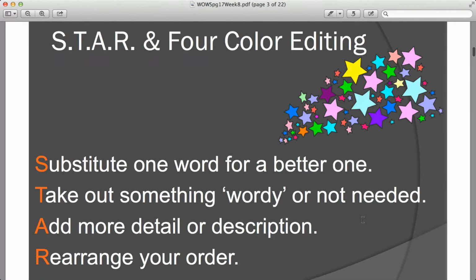All right, so what we're going to be doing now. Next is the STAR and the 4 coloring editing technique that I like to use. You may recall that STAR is an acronym, and this is how we revise or revisit, take another look at the work that we've done. And STAR stands for substitute, take out, add, and rearrange. So that's exactly what I want you to do, 1 paragraph at a time.